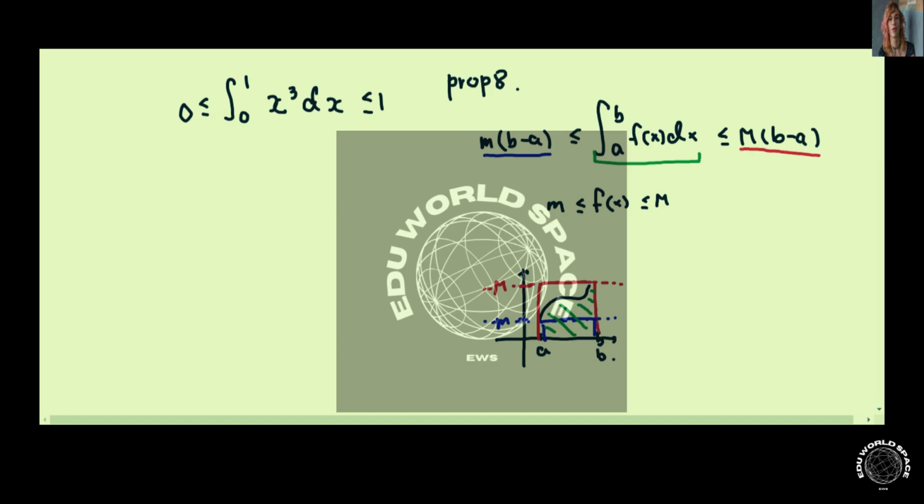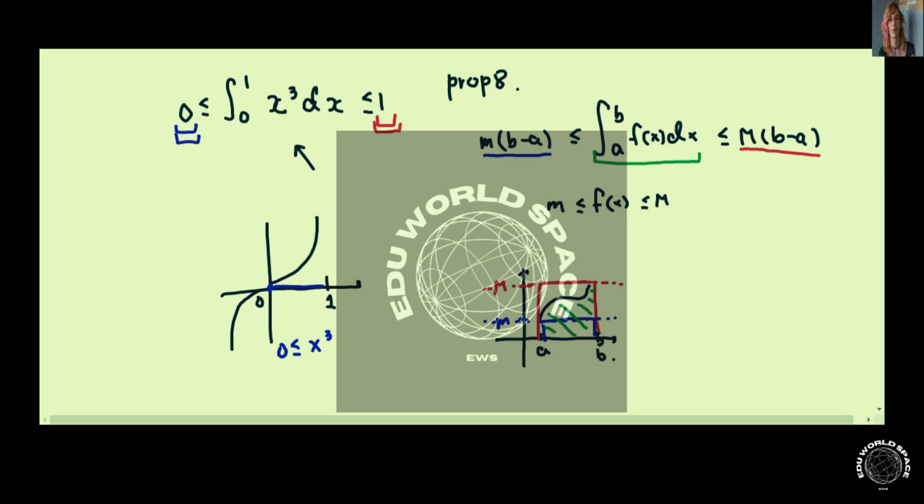So all you need to do to show this is that the red rectangle is 1, the blue rectangle is 0. Why did I know that? x cubed looks like this, from 0 to 1. When x is equal to 0, the left end, it's right here. So x cubed is greater than or equal to 0.